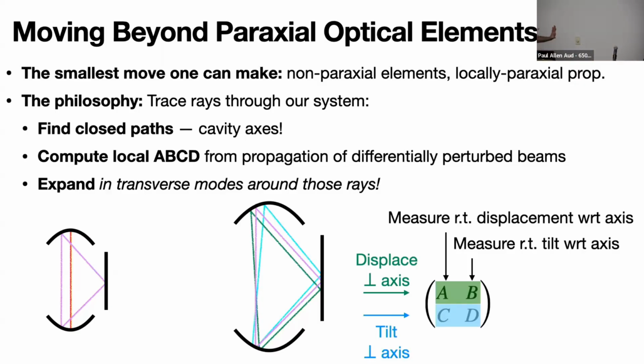Okay? And so the philosophy of what we're doing at a high level is to say, we're going to put crazy optics into our cavity. We're going to ray trace how they behave, right? And then we can expand modes by generating these ABCD matrices for each ray that comes back to itself, and that'll give us our family of cavities.